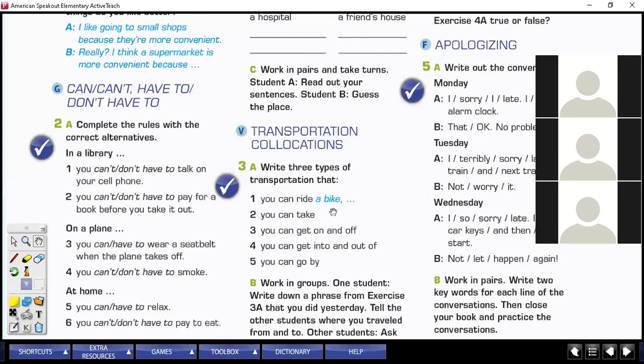Now take, what can you take? A bus. Take a bus. What else? A train. Take a train, okay. You get on or get off of where? A car. Get on the car, very good. You can get into and out of where? A plane. A plane, very good. And you can go by? Ship. You can go by ship.